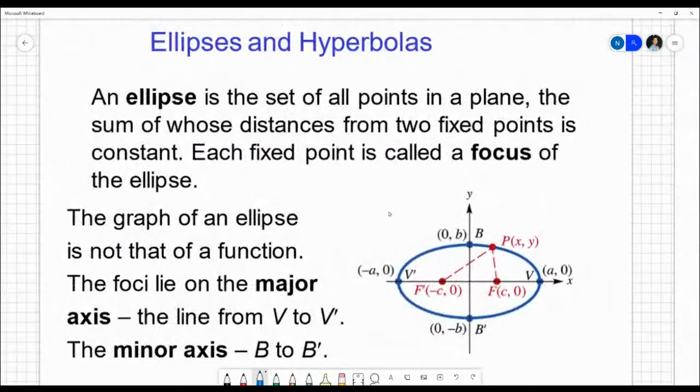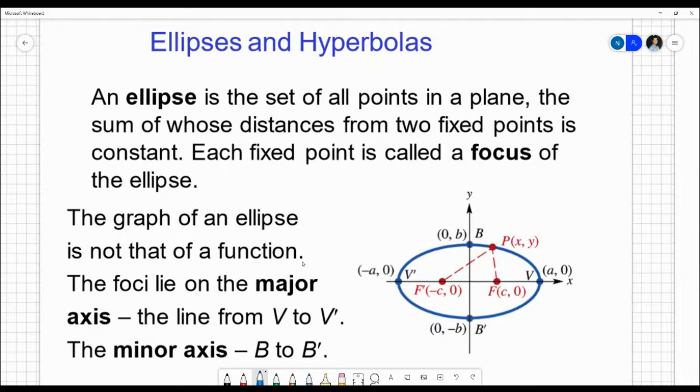So just like a circle, which is defined as the set of points equidistant from a single point called the center, where the distance all the way around the circle is r, here it's very similar: we have the sum of the distances from two fixed points being the same. We call those the foci, or focus for singular. We have two foci, and for any point P on the ellipse, the sum of the distances from F prime to P and F to P is the same no matter where you go.